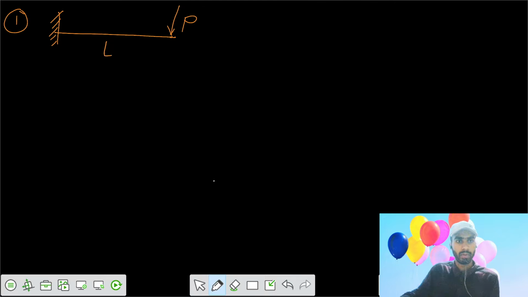Let's take problem number one. We have a beam. This is a determinate beam, a cantilever beam. You apply a concentrated point load at the free end of the beam. Say your beam is of length L. Now you need to get the shear force diagram and the bending moment diagram.